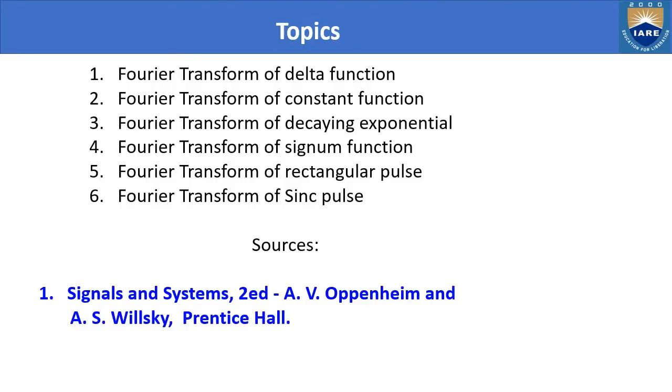talk about the Fourier transform of a delta function, constant function, decaying exponential, signum function, rectangular pulse, sync pulse. So there are 6 elementary signals which I am taking at this point of time, and I am going to find the Fourier transform for all these elementary signals in this class.